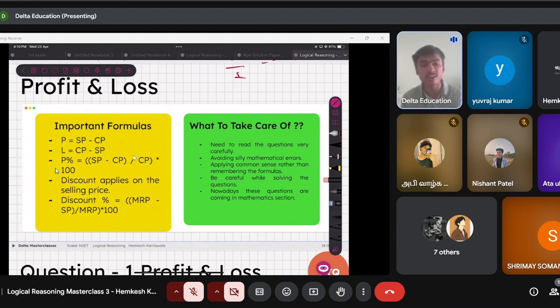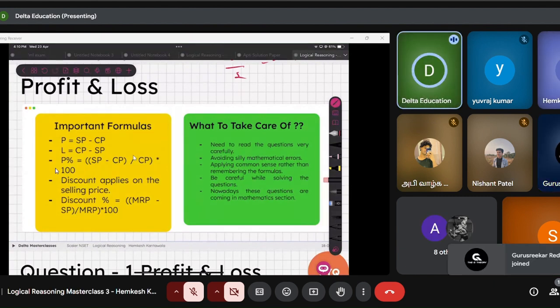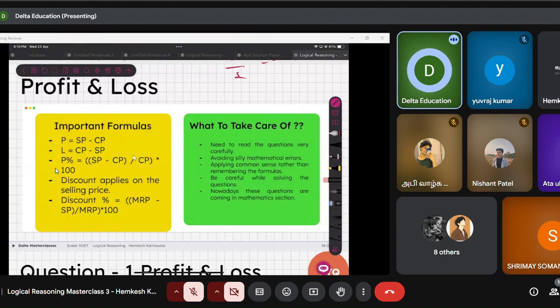Similarly, loss happens when your selling price is less than the price you bought at, which is CP minus SP. Now, what is CP? Cost price, and SP is selling price. Now there would be some questions on finding the profit percentage, discount percentage, loss percentage, etc. That is very simple.